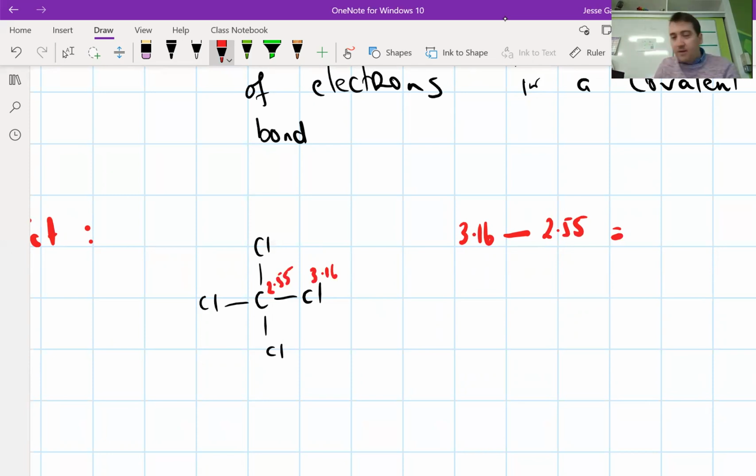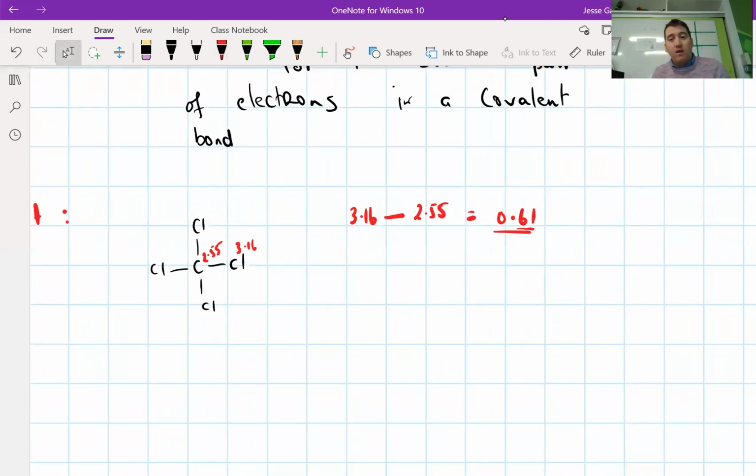And what you should get is 0.61. So the difference of electronegativities between carbon and chlorine is 0.61. Now, 0.61, there's a range that we need to know. Okay, so how to work out whether this is polar covalent, non-polar covalent, or ionic. There's 3 ranges that you need to know. So if you know those ranges, pause the video and write them down now.